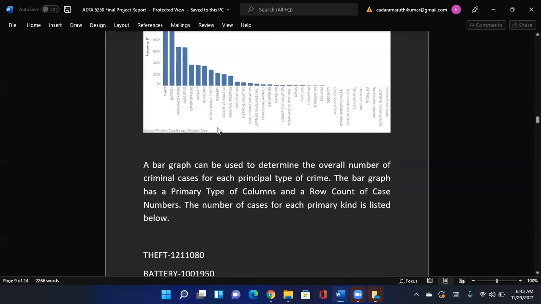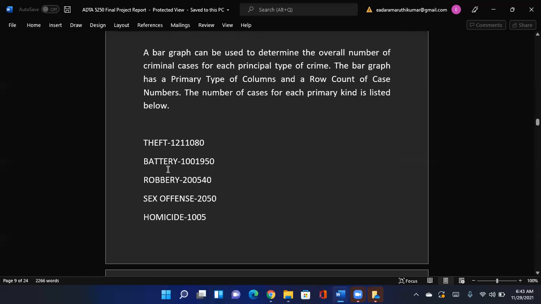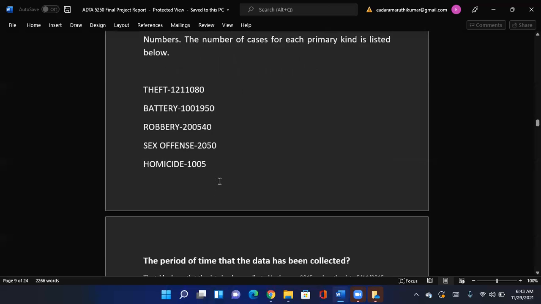This is a clear-cut explanation of these cases. For example, I'm taking five types as examples: theft, battery, robbery, sex offense, and homicide. These are the cases there are as of now for these crimes.